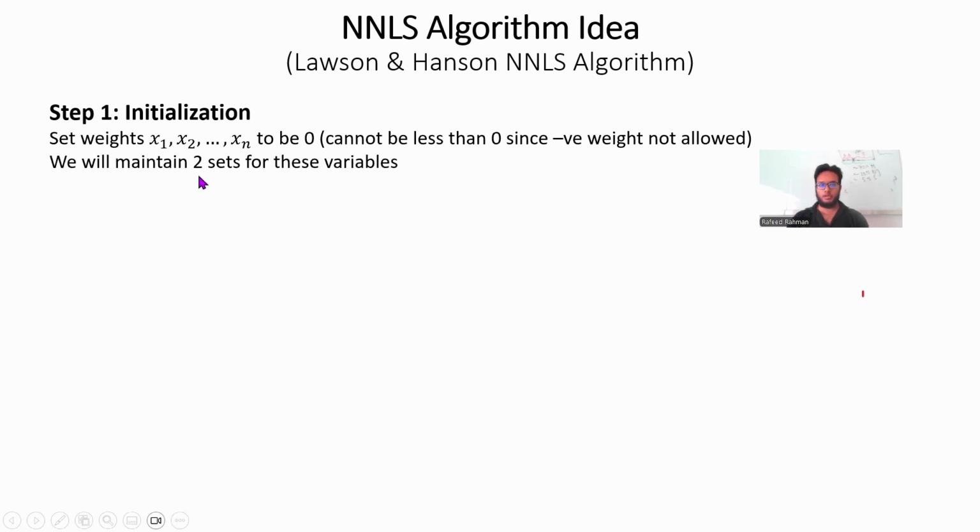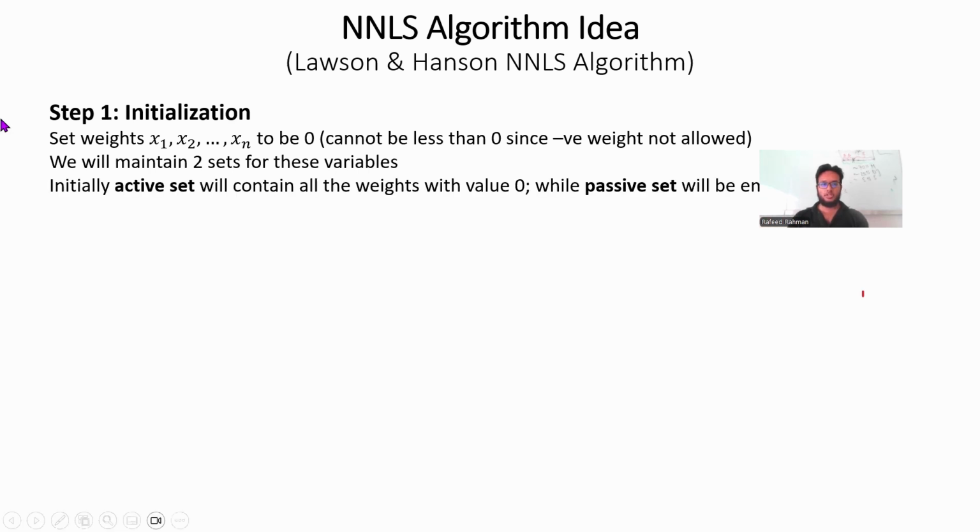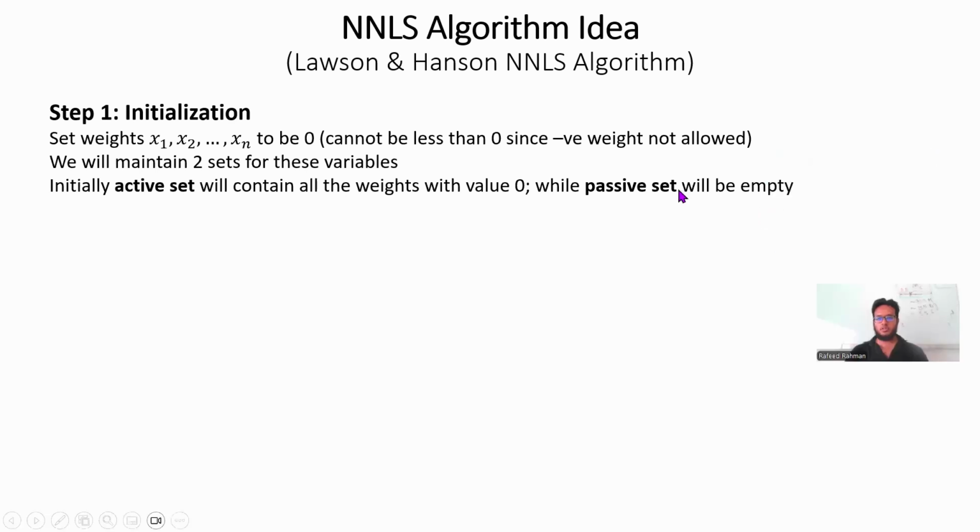The next thing is to maintain two sets for these variables, an active set and a passive set. Initially, the active set will contain all the weights or all the coefficients, that means x1 to xn, and their value will be 0. So initially everything is 0 and they are put in the active set. And the other set, which is the passive set, will remain empty.